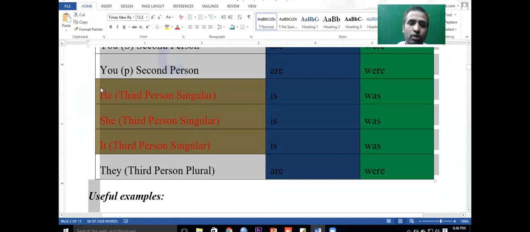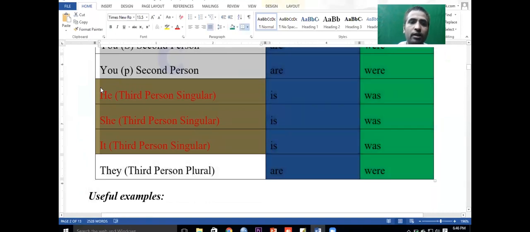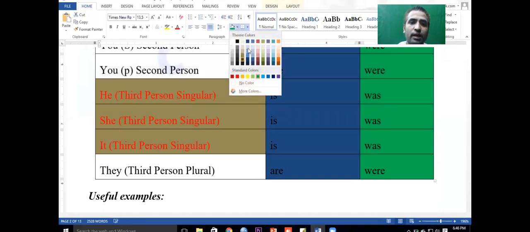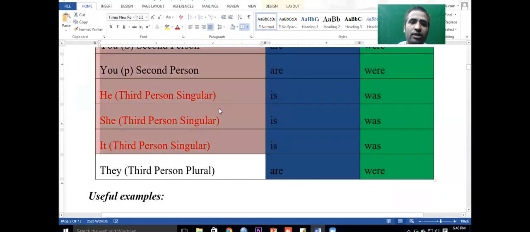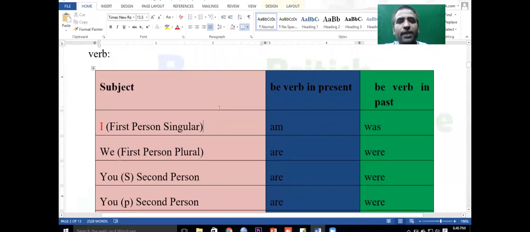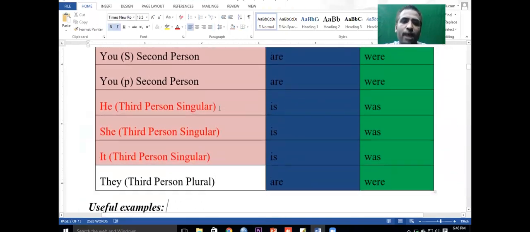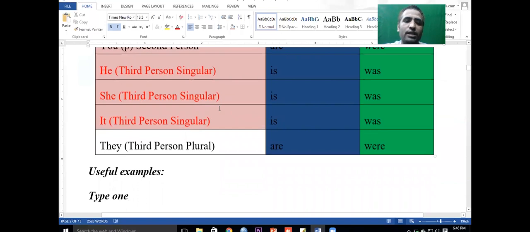So this way we need to do that much here. Let me do that one, a little bit like a pink. Okay, good. So these are the things we need to understand in the very beginning of our session. This is all about the verb, how people are using this verb. So let's move towards some useful examples.